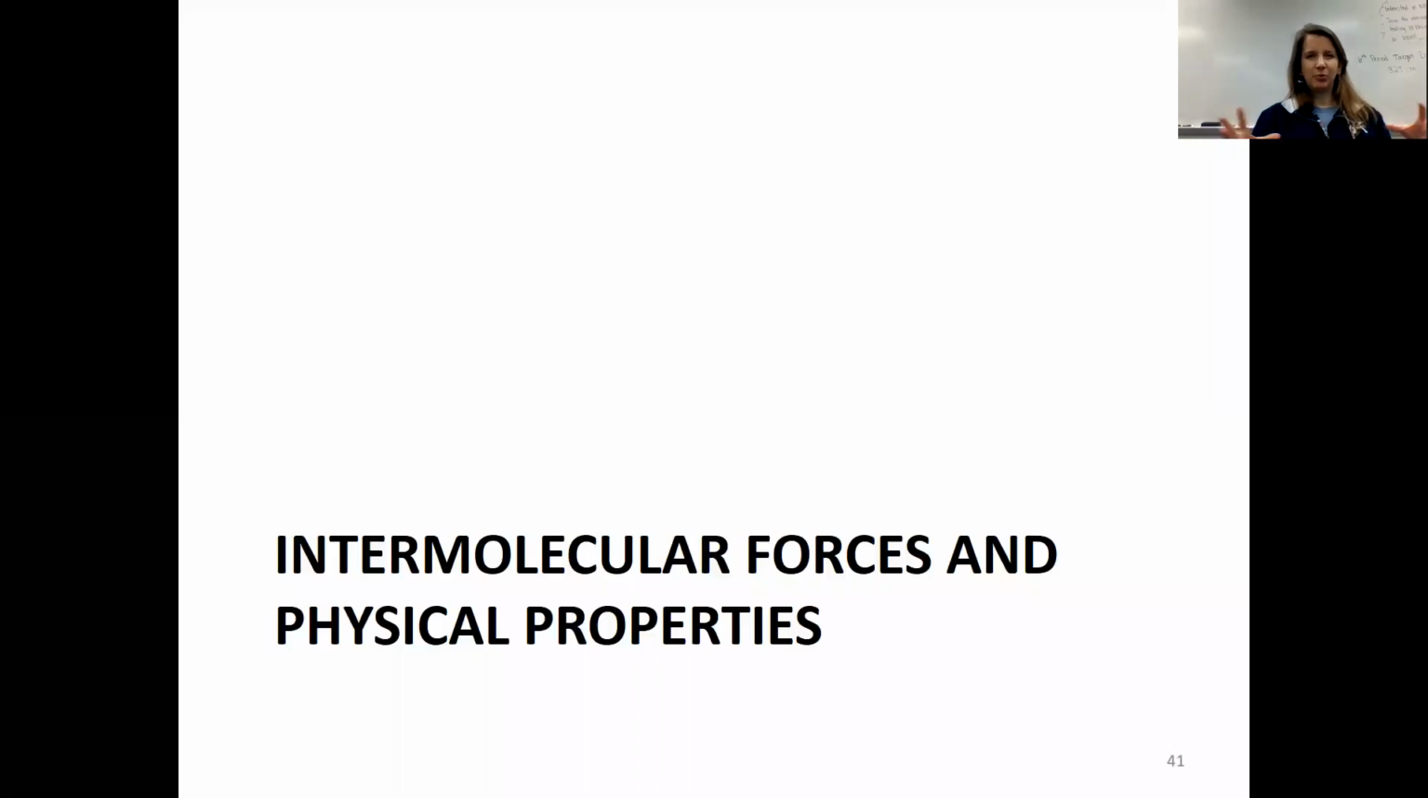All right, so let's kind of put all of this stuff together. We've talked a lot about the intermolecular forces. We've talked about the intramolecular forces. We've talked about physical properties, comparing ionics and covalents and then metallics. So how does this all fit together? How do the intermolecular forces really affect those physical properties?